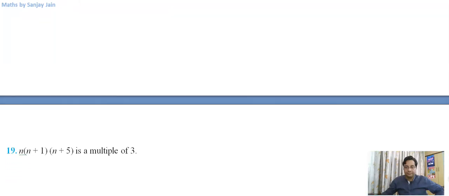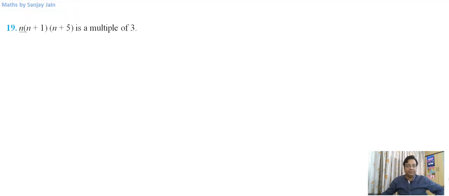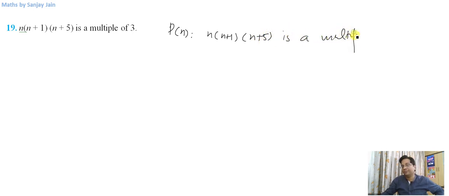Let us see what do we have next. n into n plus 1 into n plus 5 is a multiple of 3. So this is my statement P of n, that n into n plus 1 into n plus 5 is a multiple of 3. Let's check its validity for n equal to 1.